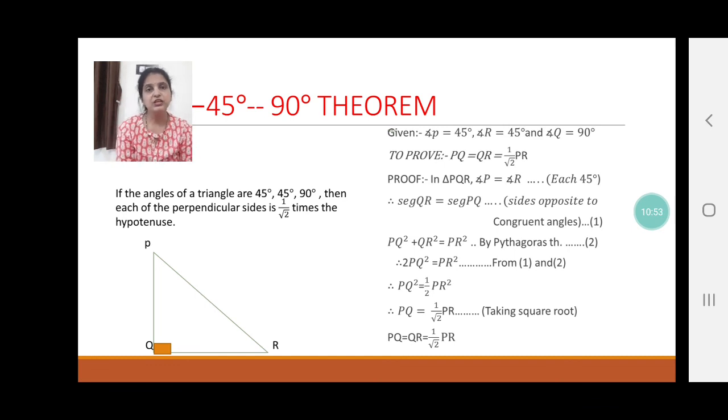So here we conclude today's session. We have completed today the Pythagorean triplet, the 30-60-90 theorem and the 45-45-90 theorem. Hope you all have understood. So thank you.